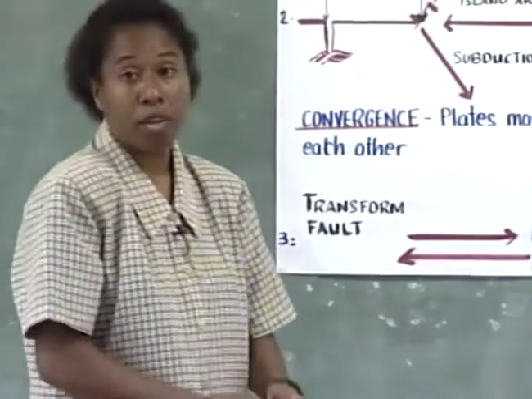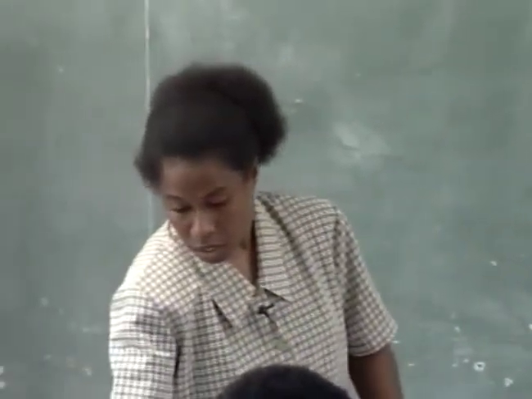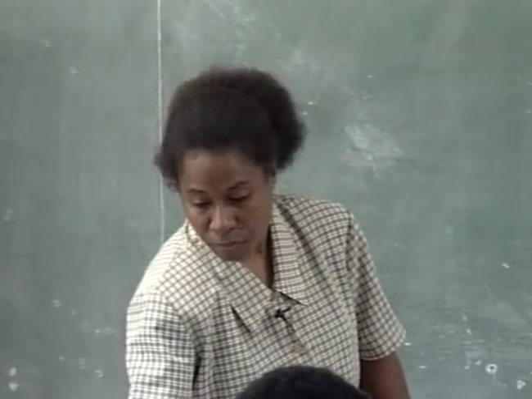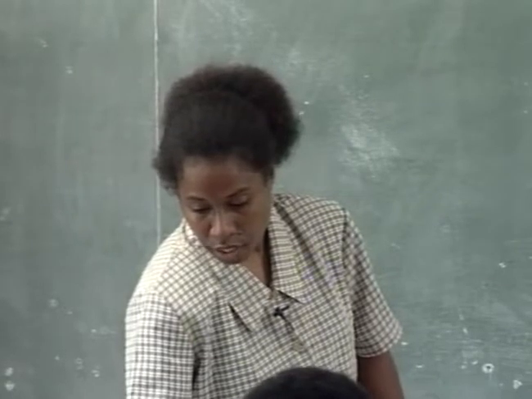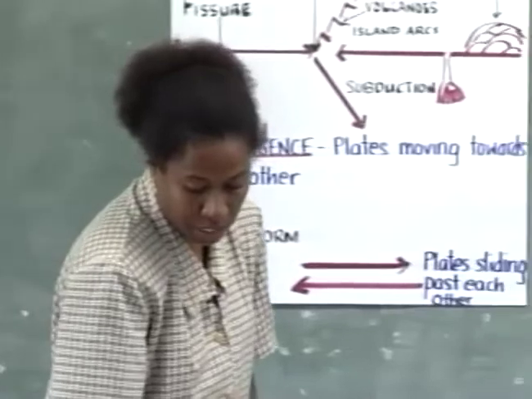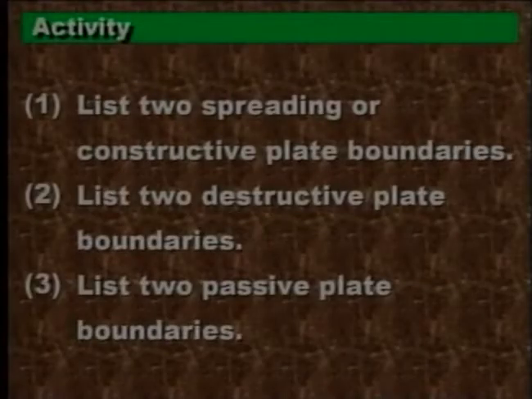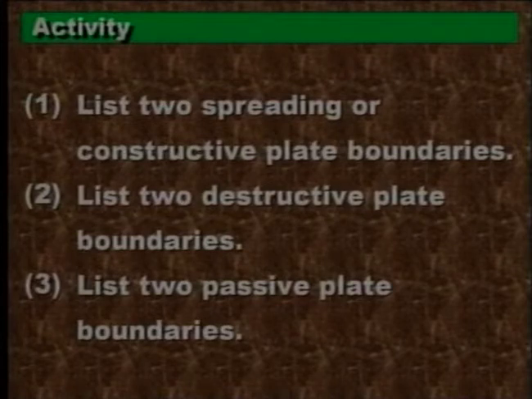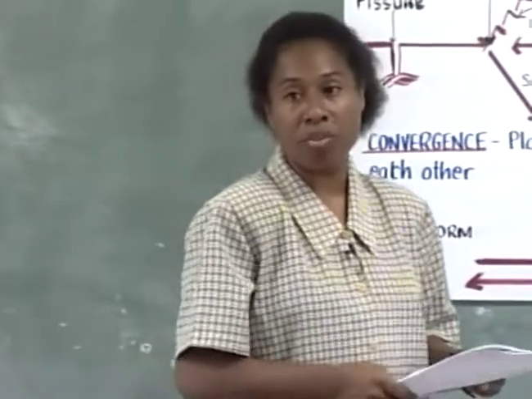Okay, so what I'd like us to do now, having looked at that information on the three types of plate boundaries, is move on to some activities. The activities will be basically looking at listing two spreading or two constructive plate boundaries. I'd like you to also list down two destructive plate boundaries, and two passive or conservative plate boundaries. You can refer back to the map of the world, which contains plate tectonics and the arrows showing the different movements, as that can help you identify which boundaries are constructive, which are destructive, and which are passive.